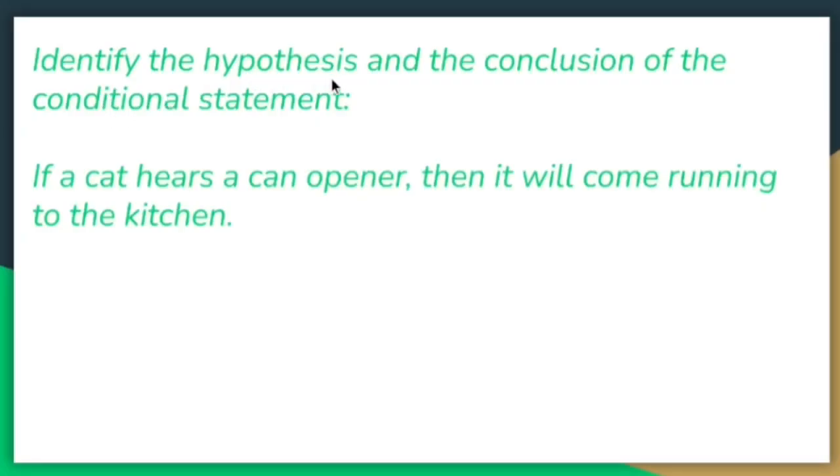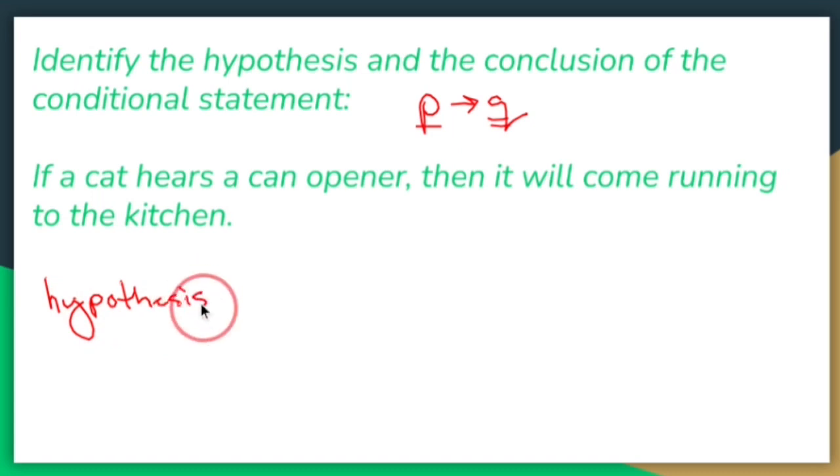Identify the hypothesis and the conclusion of the conditional statement. A conditional statement says, if blah, blah, blah, then blah, blah, blah. It could also be written like this, if P, then Q, where P is your hypothesis and Q is your conclusion. This is already written to us as an if-then statement. So, fairly simple. The hypothesis is going to be the phrase after the if.